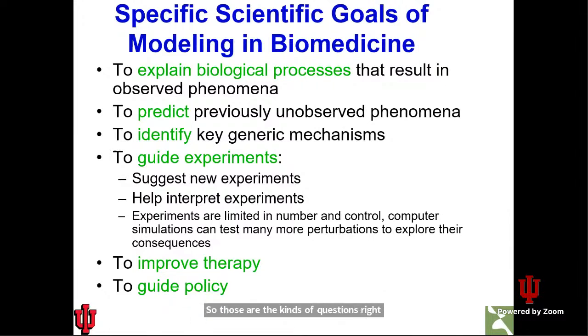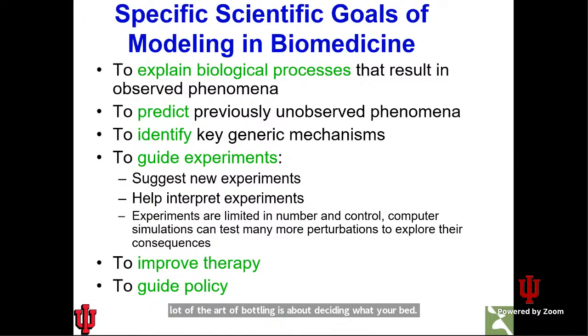Ultimately, we want to be able to predict new phenomena. We want to be able to identify what the key mechanisms are. Especially in biology, we don't have any first principles models. We're always building phenomenological simplified models. And so we want to understand what the things are that we need to use and what we can leave out. A lot of the art of modeling is about deciding what you omit, what you leave out.